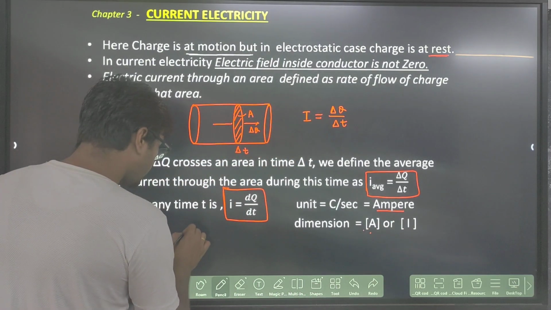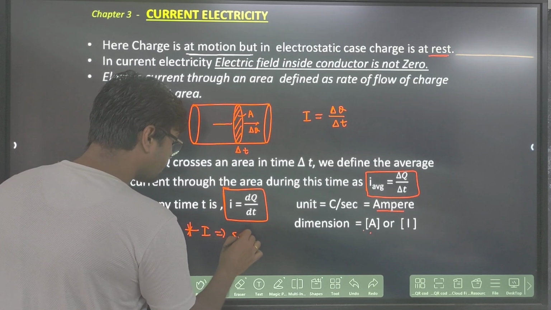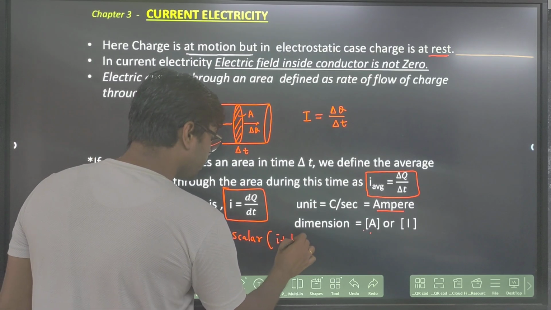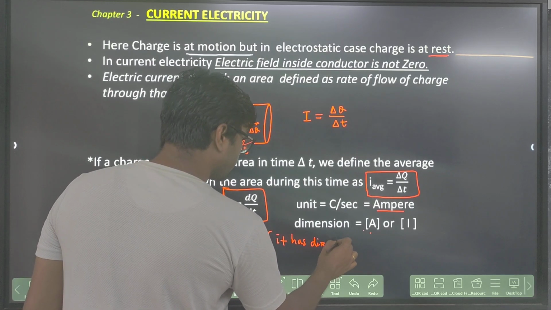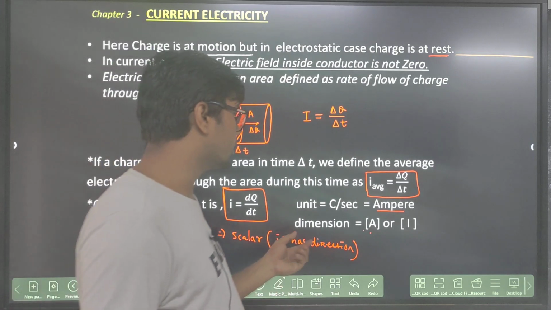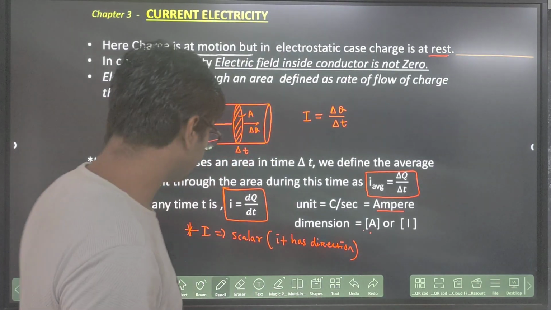So you know that current basically is a scalar quantity. This is a scalar quantity, but it has direction. Current is a scalar quantity, but it has direction because it does not obey vector algebra, right?